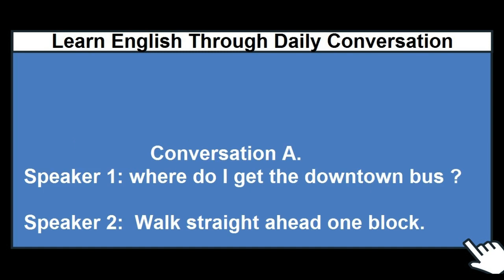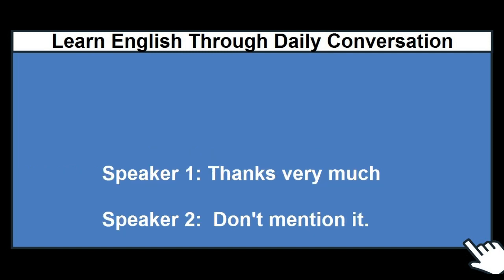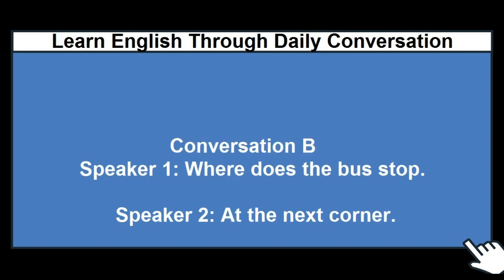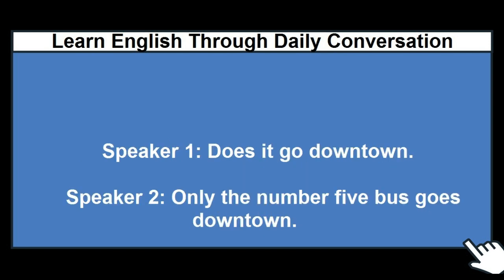Conversation A. Speaker 1. Where do I get the downtown bus? Speaker 2. Walk straight ahead one block. Speaker 1. Thanks very much. Speaker 2. Don't mention it. Conversation B. Speaker 1. Where does the bus stop? Speaker 2. At the next corner. Speaker 1. Does it go downtown? Speaker 2. Only the number 5 bus goes downtown.